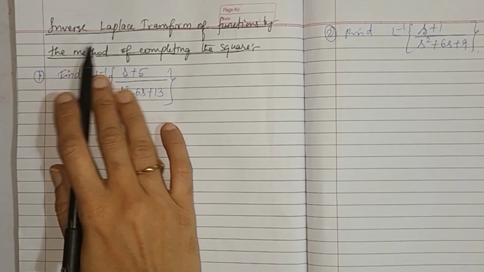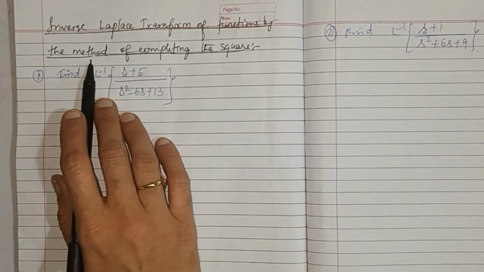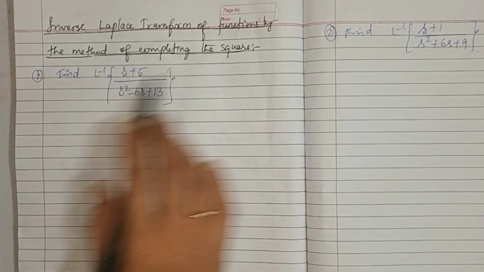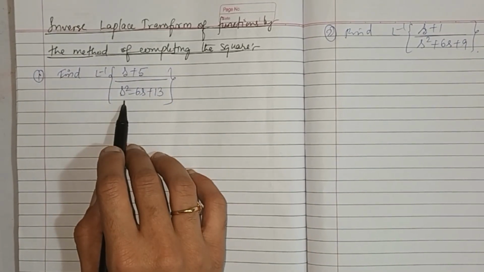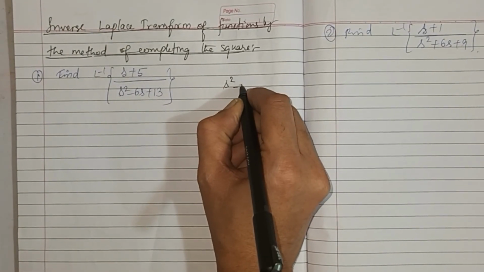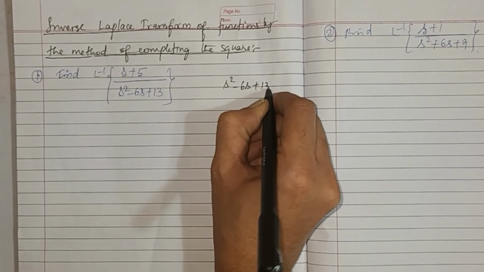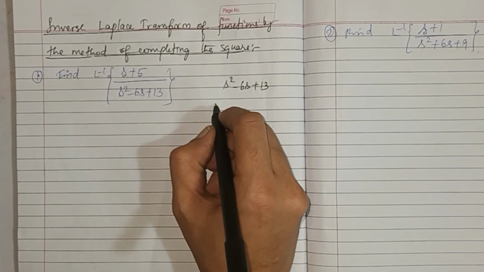In this video, I'll explain how to find the inverse Laplace transform of functions by the method of completing the square. See, for example, find the inverse transform of this function. Now, in the denominator, there is a quadratic polynomial s square minus 6s plus 13. So, it is not in complete square form. We have to convert this to complete square form.